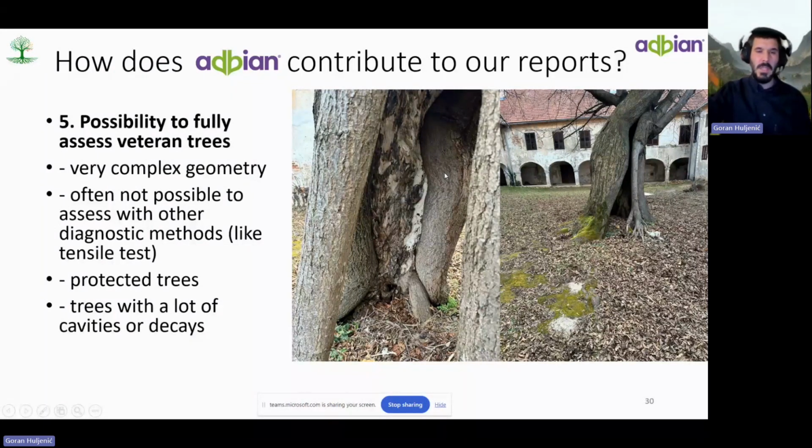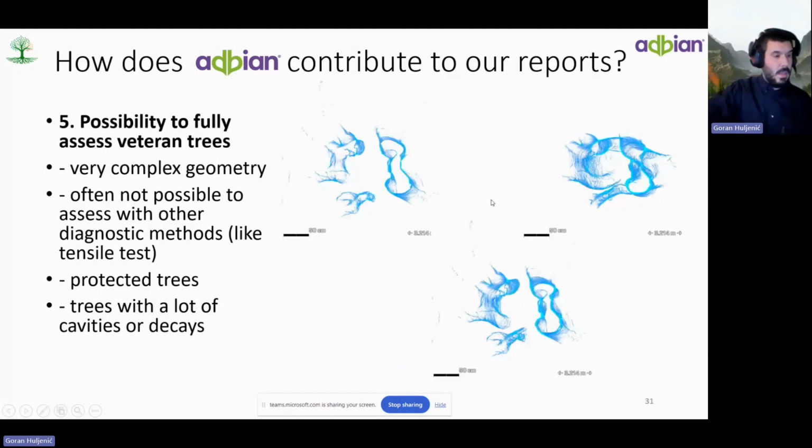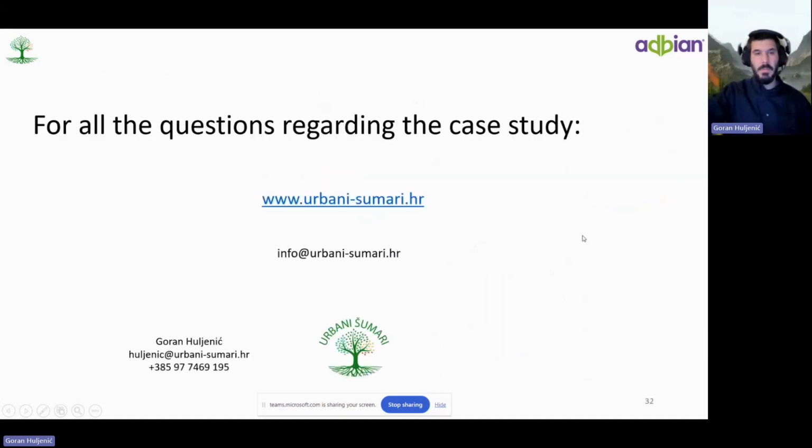This really helps us to assess veteran trees, special trees, trees that are usually protected, and trees that have a lot of cavities and decays. And this is an example, just a blueprint of the geometry of this tree. So you see, this is a very complex geometry.